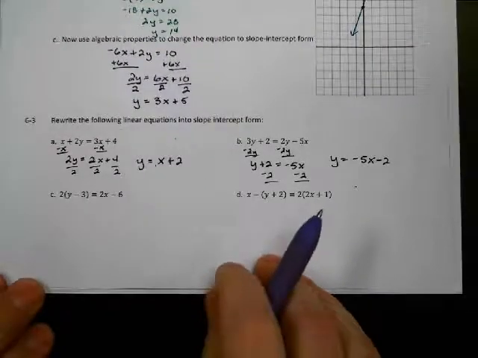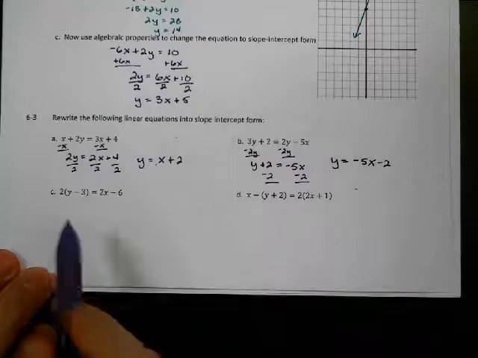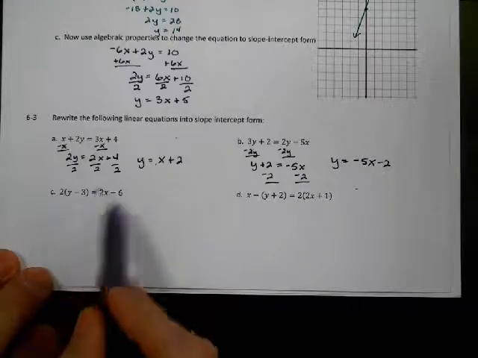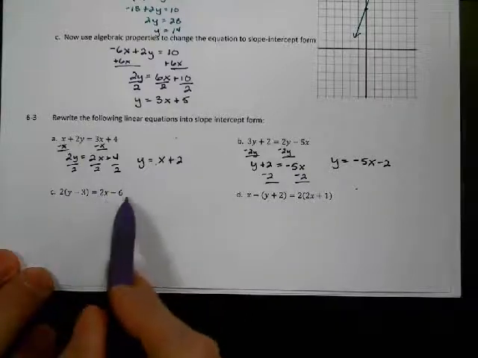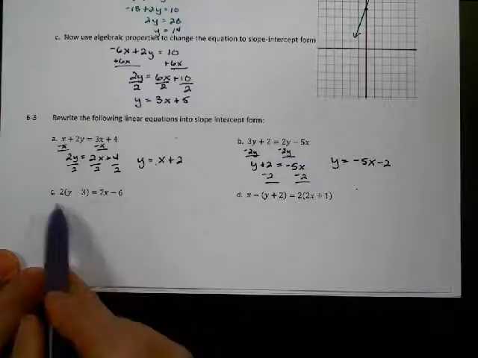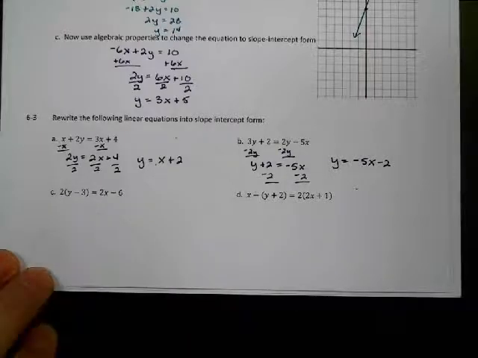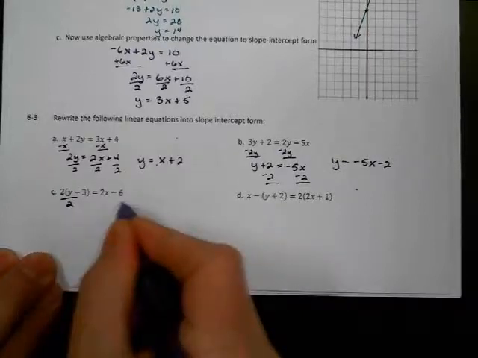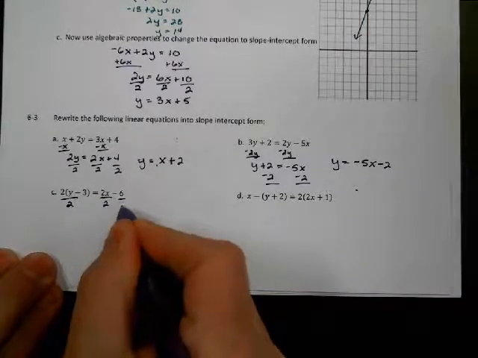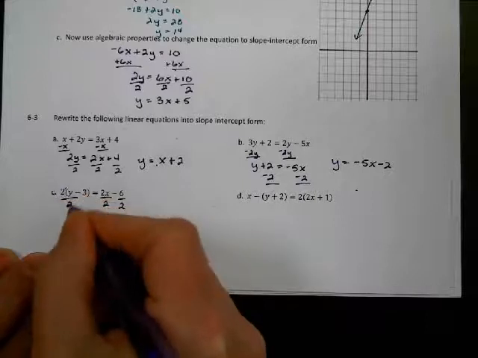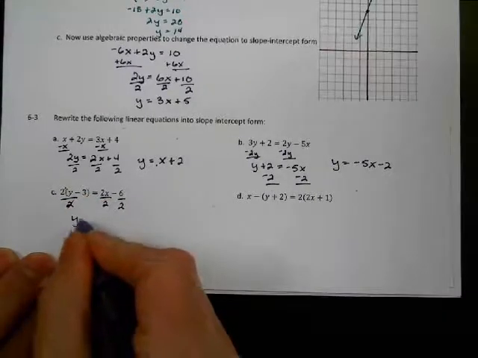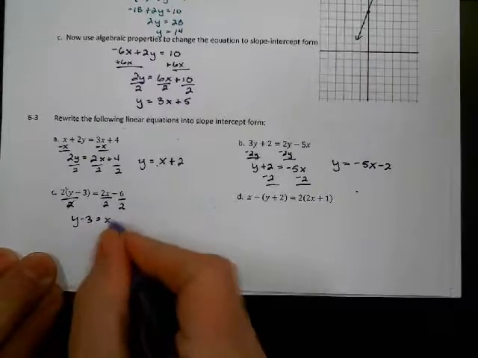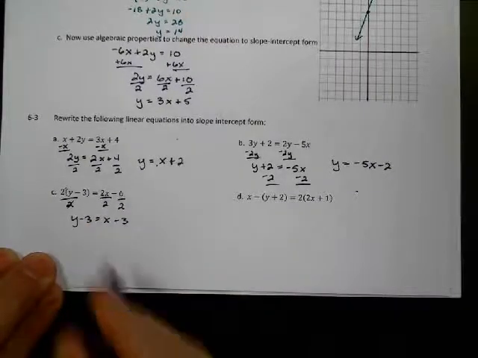Okay, there's a lot of different ways you can do this. You could distribute if you want to. But notice how both of these two terms over here are even. If I divide by 2, 2 will go into them evenly. So I can, if I want to, just divide this side by 2 and divide all these by 2. So then these 2's would reduce. I'd get y minus 3 equals 2 over 2 is 1, so x minus 3. And then I'd add 3 to both sides.